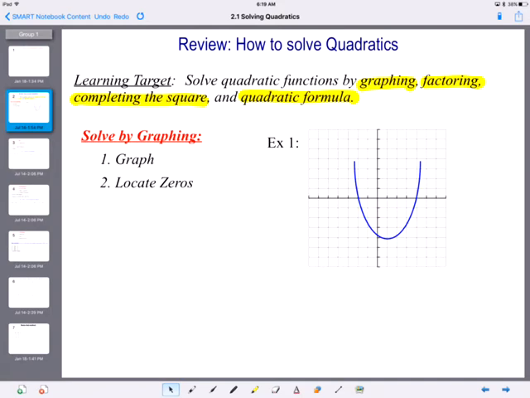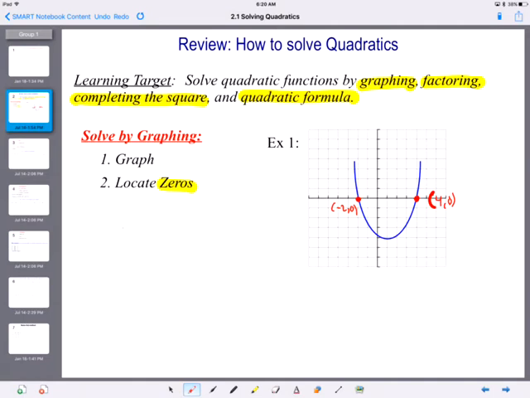Given the graph, what are the solutions? What are we looking for here? We locate the zeros, which are our solutions. This is where the graph crosses the x-axis. And as we look at those points, where do they intersect? Where does the graph intersect the x-axis? This one is at (4, 0). And this one's at (-2, 0).